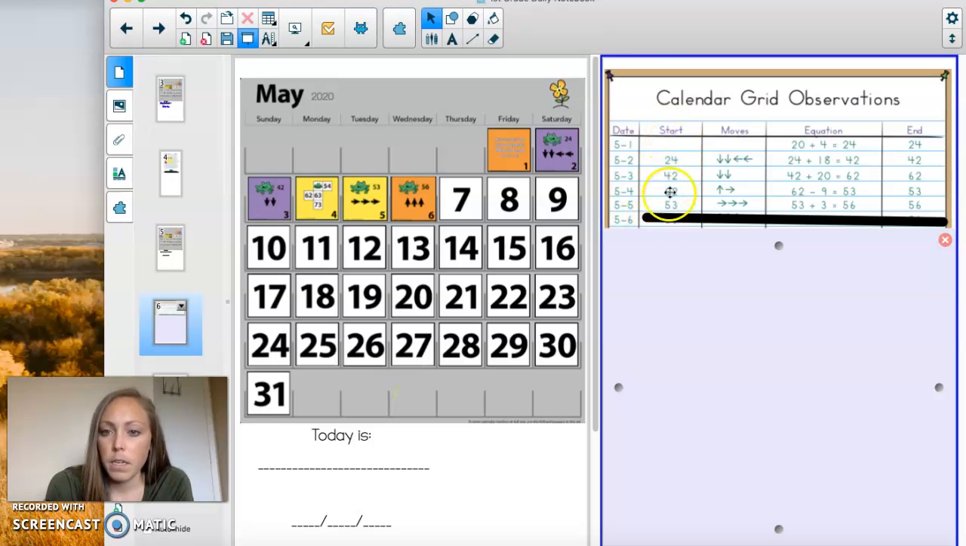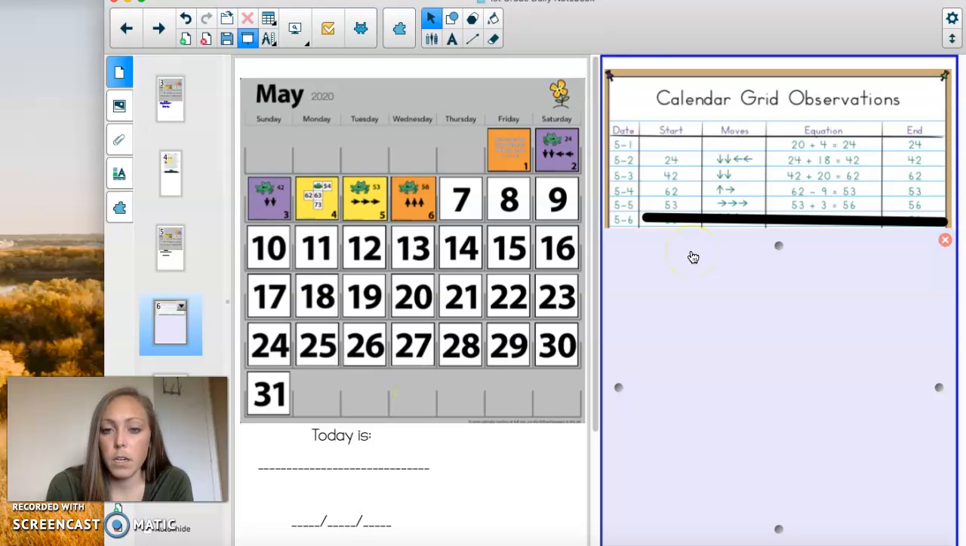Now here in this column it says start. That means whatever number that Tad is starting on at the beginning of our day. The next column is moves. So is he hopping up, down, to the side? How is he hopping? Then we're going to write an equation that shows how Tad was hopping. Lastly, we're going to write the number that Tad ended on, which today is the number that we colored in.